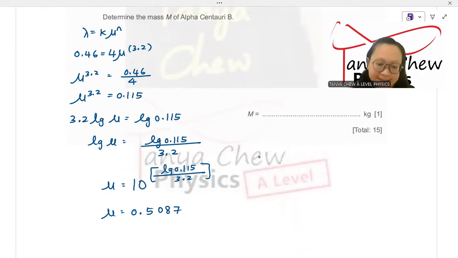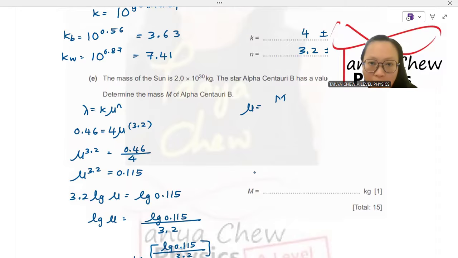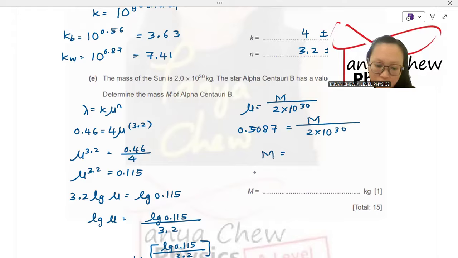0.5087. Now we definitely know that mu is equal to mass of the star divided by mass of the sun, which has already been given, which is 2 times 10 to the power of 30. Cross multiplication is needed right here. 0.5087 is equal to mass of the star B divided by 2 times 10 to the power of 30. So mass is equal to 1.02 times 10 to the power of 30 kilogram. So that's my answer, 1.02 times 10 to the power of 30 kilogram.